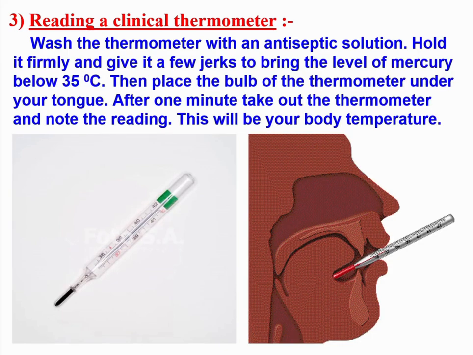Reading a clinical thermometer. Wash the thermometer with an antiseptic solution. Hold it firmly and give it a few jerks to bring the level of mercury below 35 degrees centigrade. Then place the bulb of the thermometer under your tongue. After 1 minute, take out the thermometer and note the reading. This will be your body temperature.